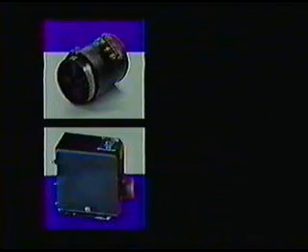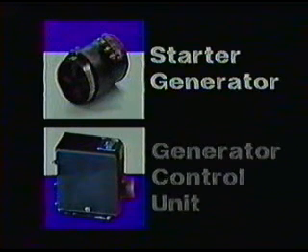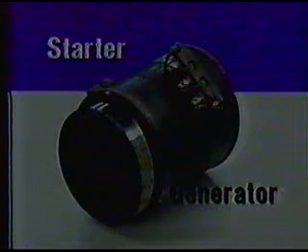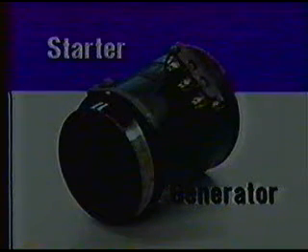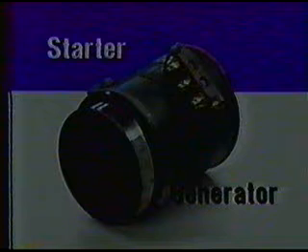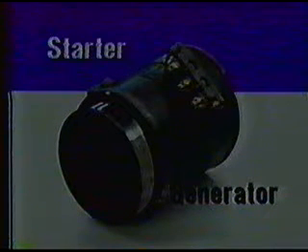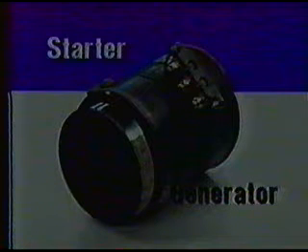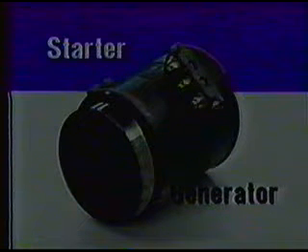Now let's discuss the Merlin and Metro generation system from a component standpoint. The generator system consists of two primary components, the starter generator and the generator control unit. The starter generator is a combination generator and motor. As a starter motor, it is used to rotate the engine for starting purposes, and as a generator to generate direct current after the engine is running.